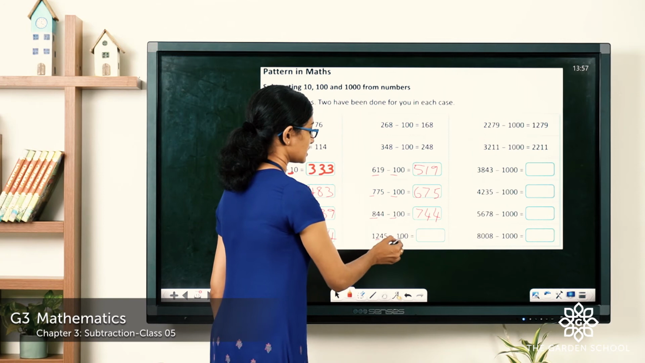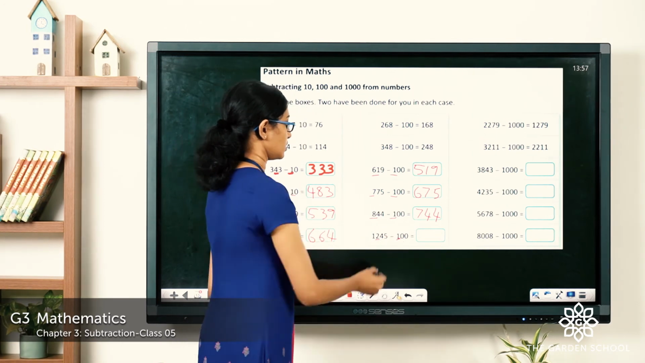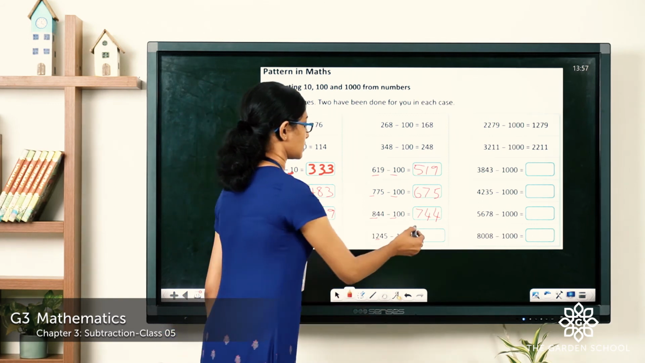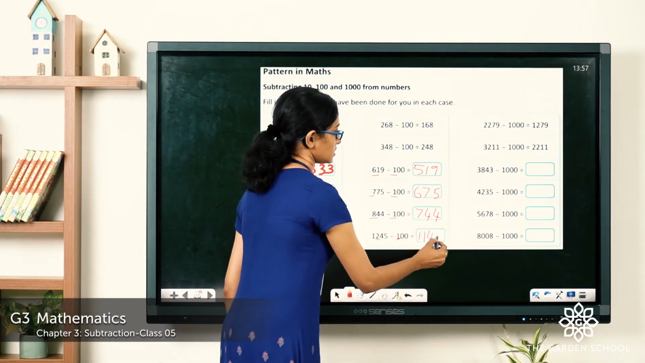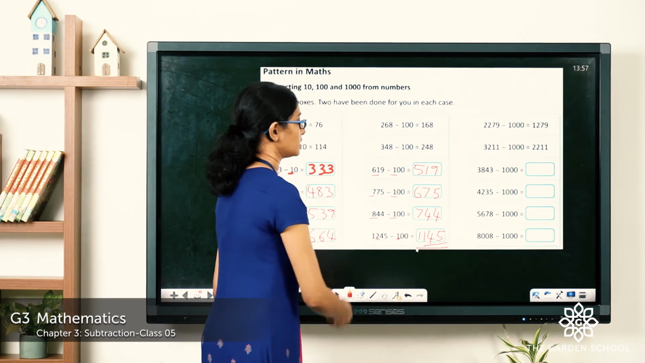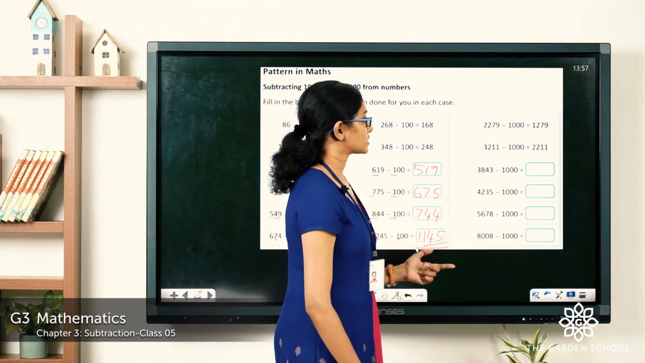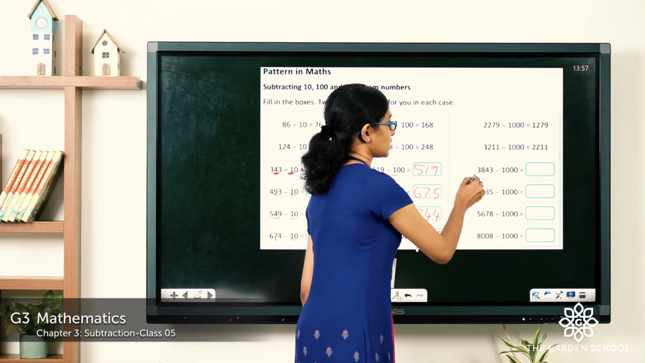Let's look at the digits in the hundreds place. It's 2 and 1. So the thousands place remains unchanged. 2 minus 1 is 1. Then writing this tens digit and ones digit will give you the difference 1145. Let's see the case of subtraction with 1000.